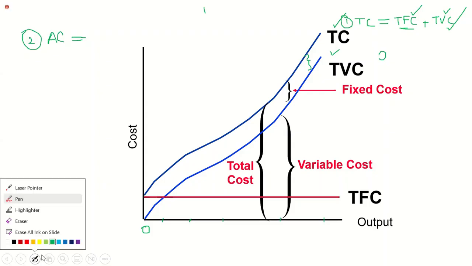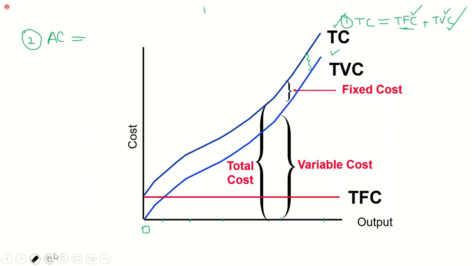Now, if the total cost of the production depends on the output you produced, how would you find the average cost? This is Q, and this is the total cost. How would you find the average cost? So from this, we can find the average cost. Average cost is actually the total cost divided by the level of the output.